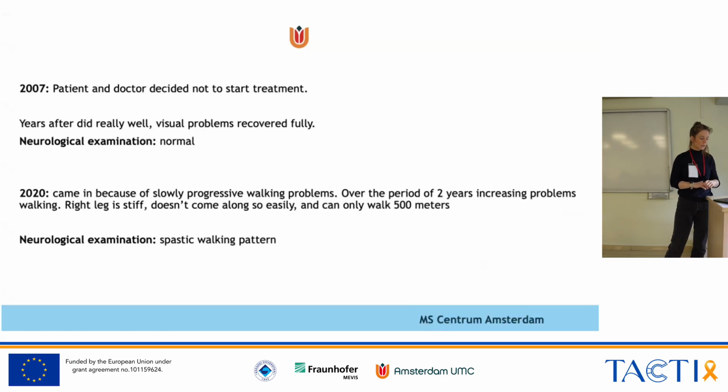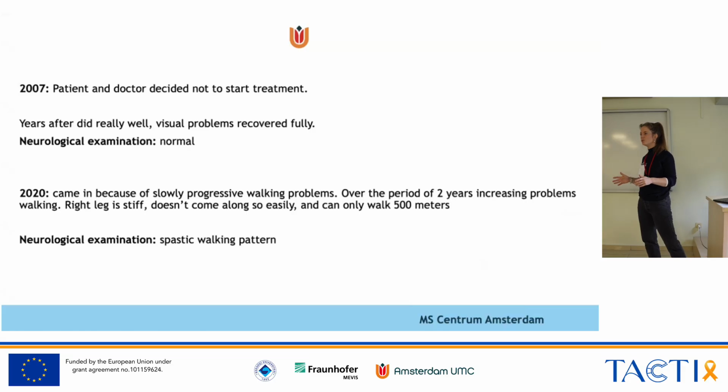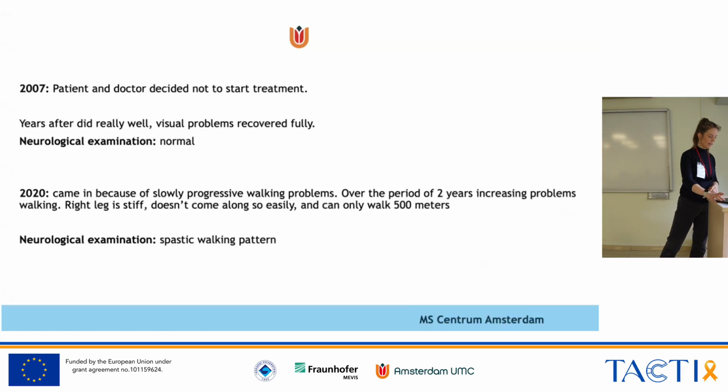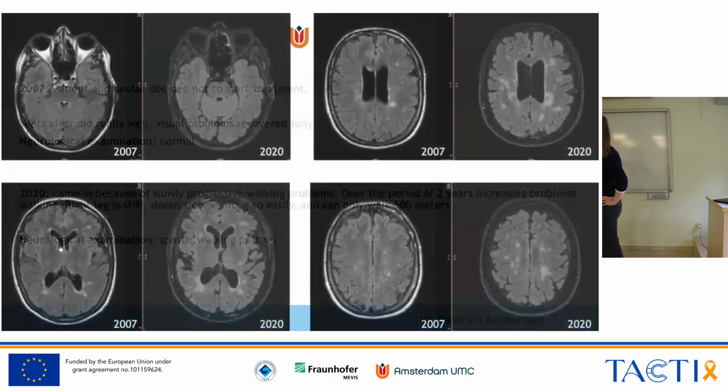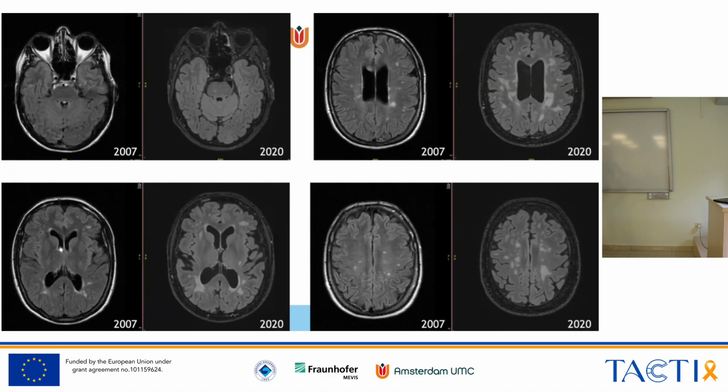And she had increasing problems walking. The leg felt stiff. It didn't come along so easy. And hopefully you can remember the short movie I showed you yesterday, that was a spastic walking pattern, and that is what she also had. And here you see the 2 scans with years in between, 2020, 2007, and you can see clearly the evolving white matter lesions.